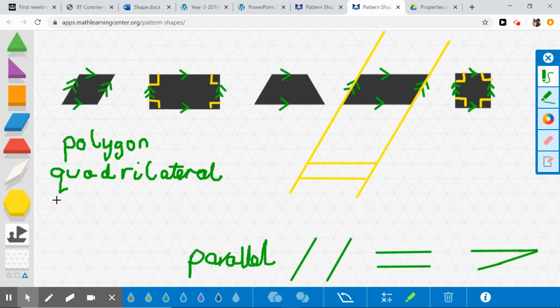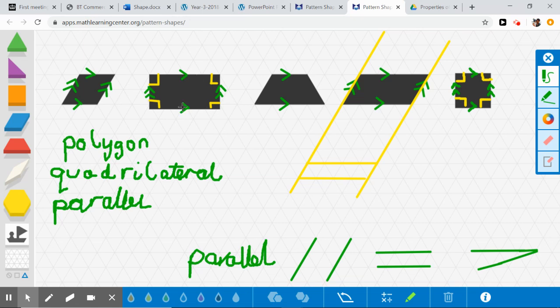And the other word that we've been introduced to is parallel, meaning two lines or two sides that are always the same distance apart. And today we're looking at the properties of all these quadrilaterals. So let's just go over the properties one more time. The properties of a square. All the sides are equal. It has four right angles and it has two pairs of parallel lines.